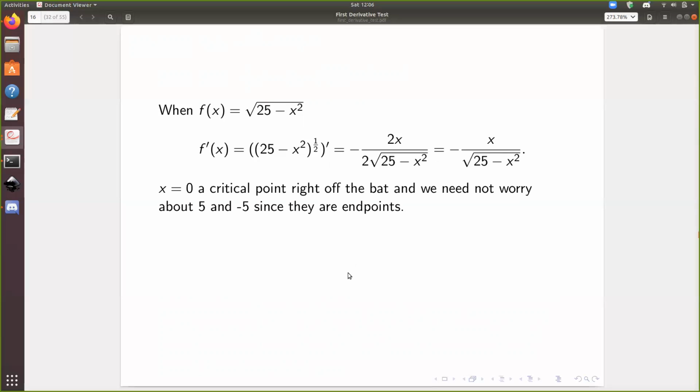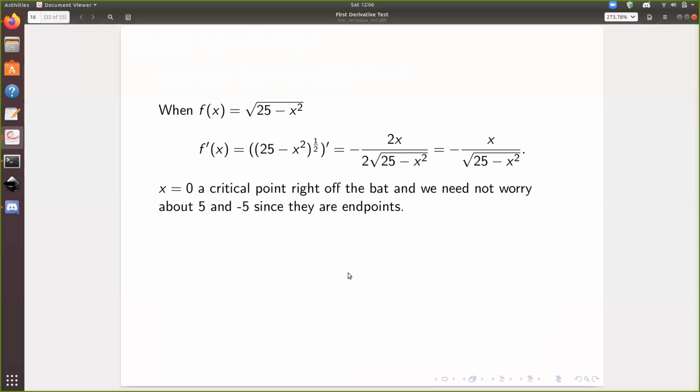So what do we do? I don't really need to do much. So it should be very clear that when we plug in 0, the function becomes 0. And there's no divide by 0 issues. So then we get a critical point at 0. Then you're going to wonder right off the bat, well, what about 5 and negative 5? Doesn't that make a divide by 0 issue?